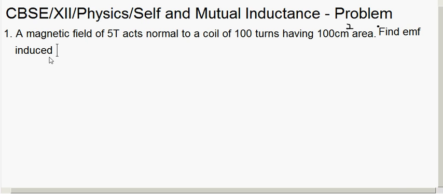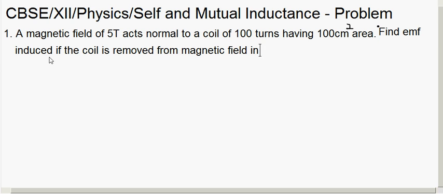if the coil is removed from magnetic field in 0.1 second. Let us try to understand the problem. A magnetic field of 5 Tesla acts normal to a coil of 100 turns having 100 centimeter square area. Find EMF induced if the coil is removed from magnetic field in 0.1 second.